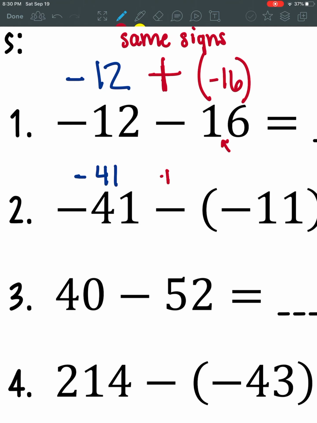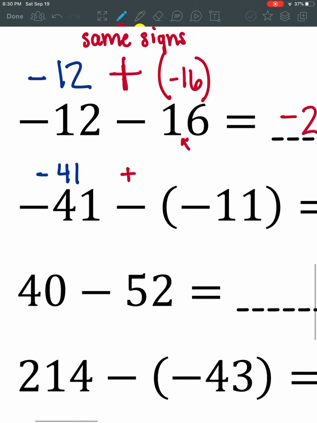All right. Same thing with the next one. Keep the first number the same, change it to addition. And then this last number is already -11, so we'll change it to its opposite, +11. Okay, so now we have different signs. So that's our battle method. So we want to subtract them and then keep the sign of the bigger number.